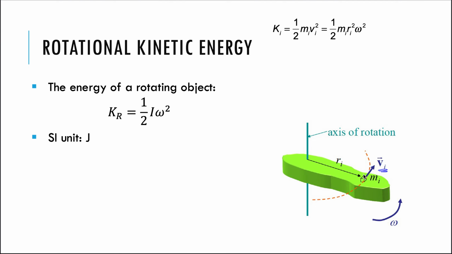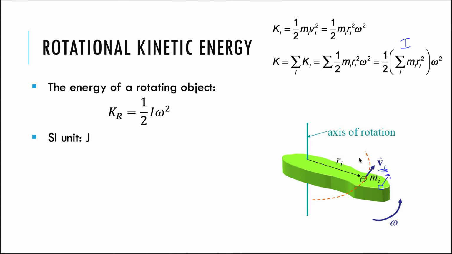That's the kinetic energy of one little mass element, so to get the kinetic energy of the entire object, we just sum up over all of these elements. When we do this summation, we'll see that we end up with the summation of m_i r_i squared, which is the moment of inertia. So this is where this energy comes from. Each individual little mass element has a linear kinetic energy, but the object as a whole has a rotational kinetic energy, which is measured in joules.